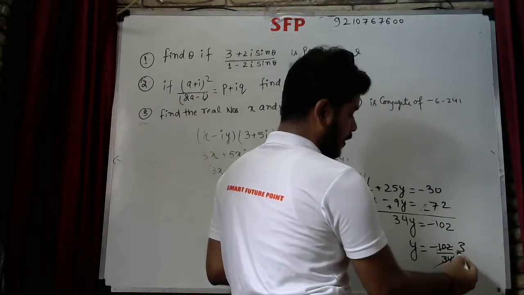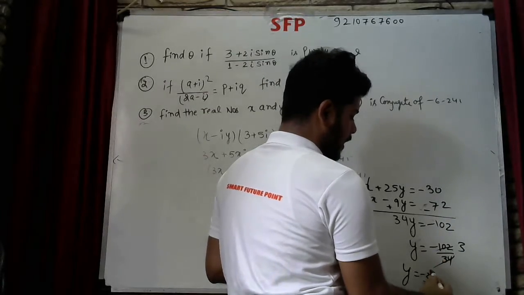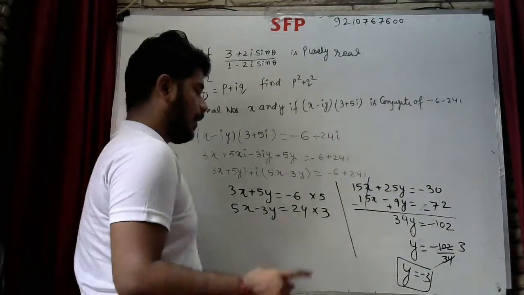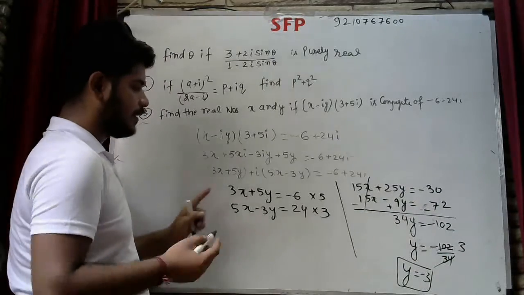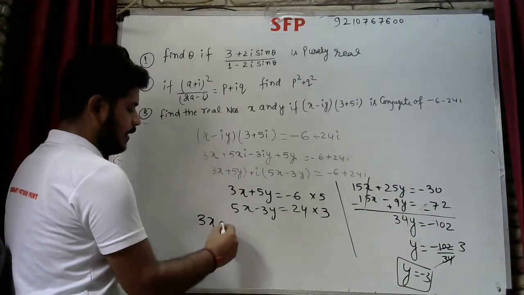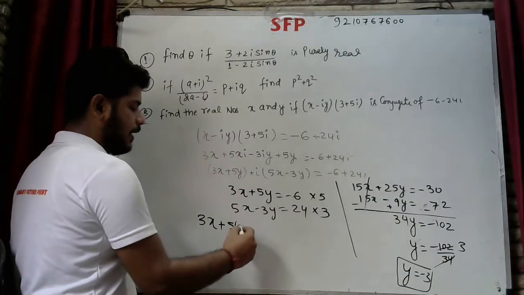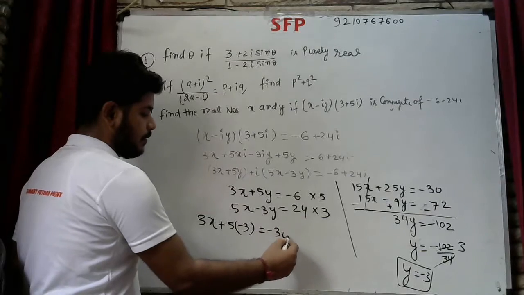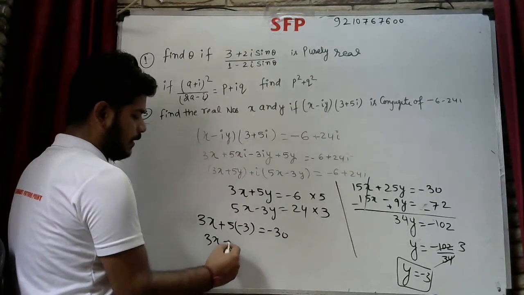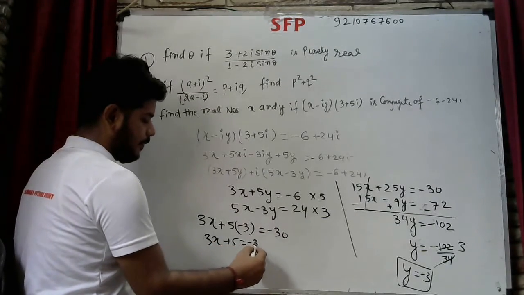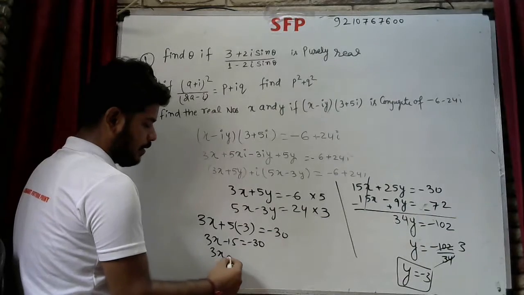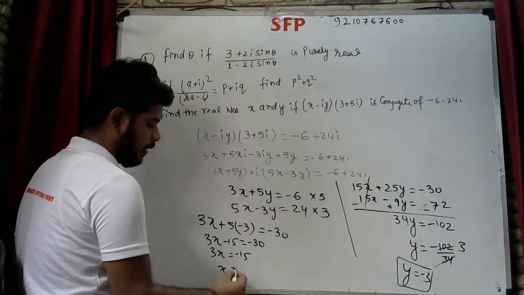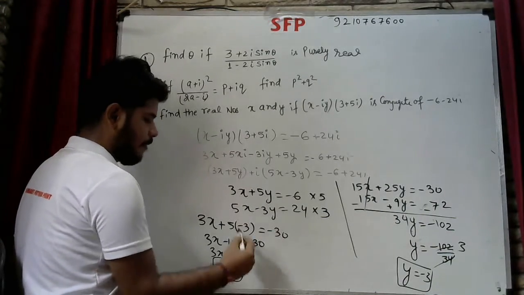If you divide, we are getting y as minus 3. If you are getting y as minus 3, put this and we will get the answer. This is 3x, 5y with y as minus 3, this is minus 30, 3x minus 15, minus 30, 3x minus 15, x will be minus 5.